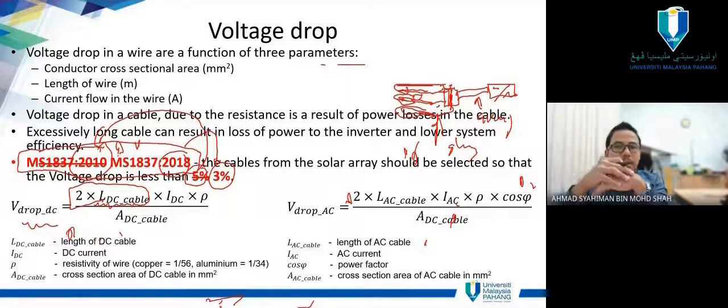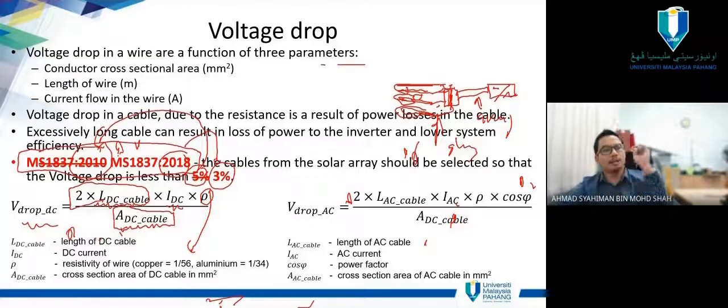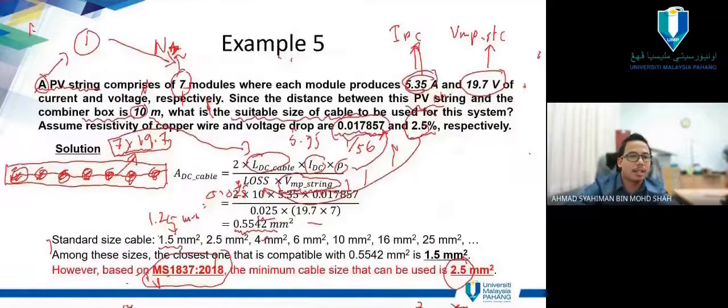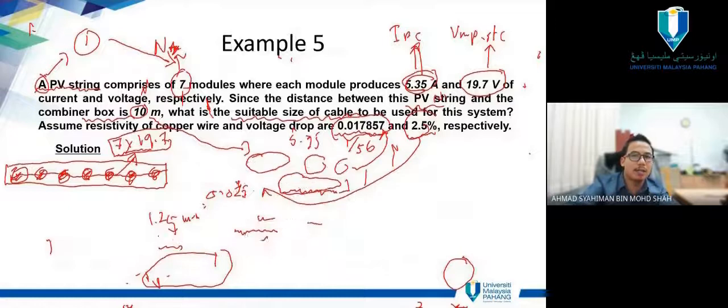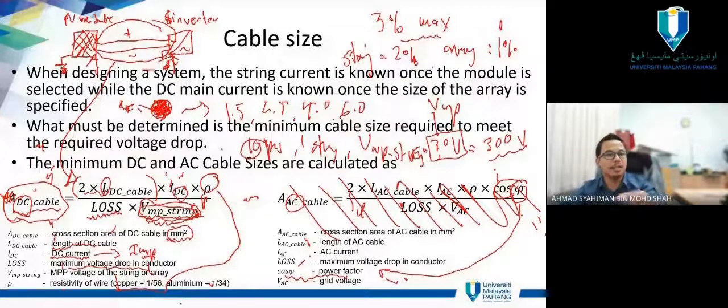So darab dua. And then IDC sama juga, boleh pakai nilai IMP. Dan ini adalah nilai ni pun dah fix. Biasanya 1/56. So ini adalah ADC cable yang kita kira tadi. Wah, yang ni pusing. Okay. Ini ADC cable.